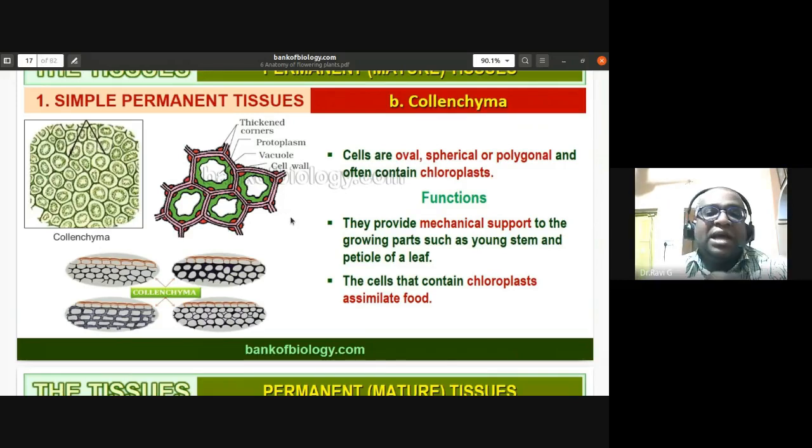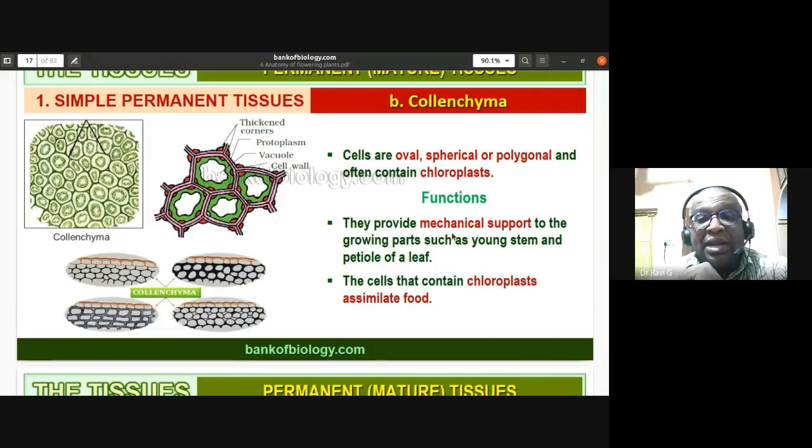So they provide that mechanical support. See, plants don't have a vertebral column like what we have. Then how are they erect? They are erect because of these mechanical tissues. Collenchyma is a living mechanical tissue, and sclerenchyma is a dead mechanical tissue. They provide the mechanical strength for the plants or the trees.